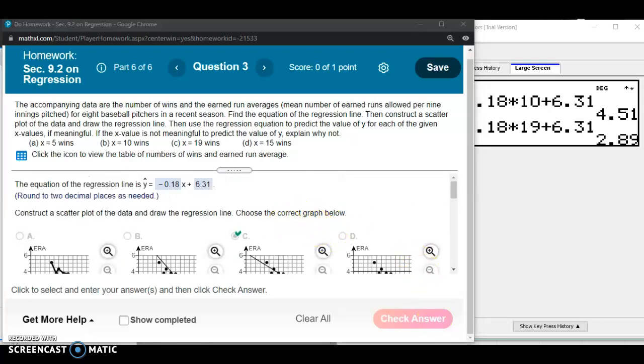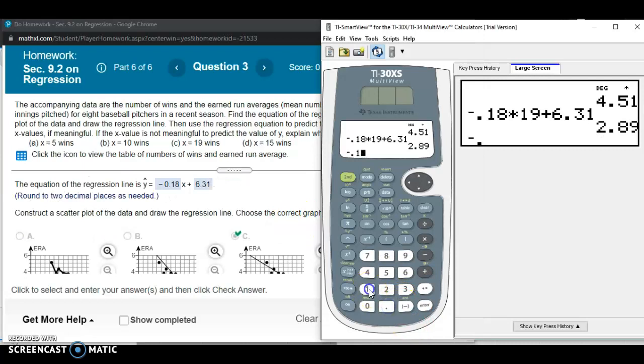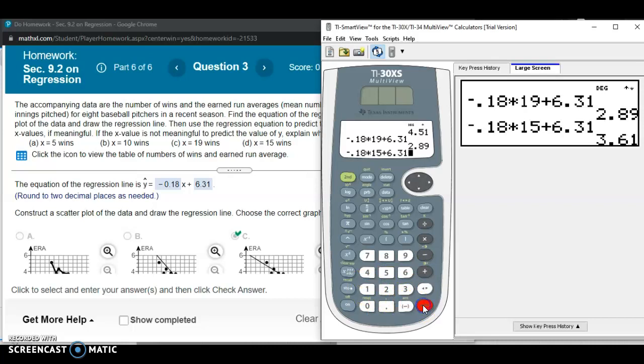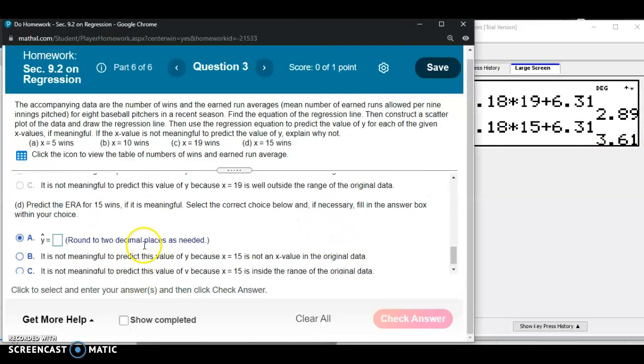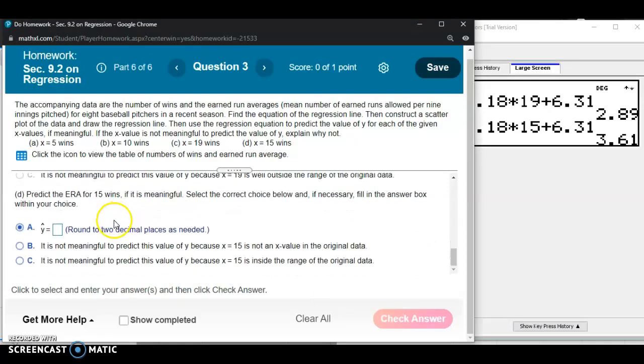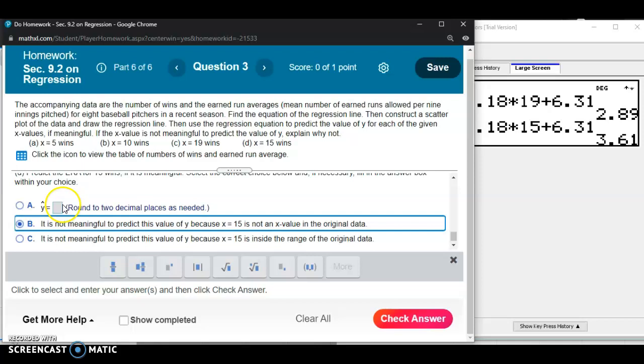So we're going to type in negative 0.18 multiplied by 15 plus 6.31. And we get an earned run average of 3.61, which is slightly higher than the earned run average if there were 19 wins, which is expected. So y hat is equal to 3.61.